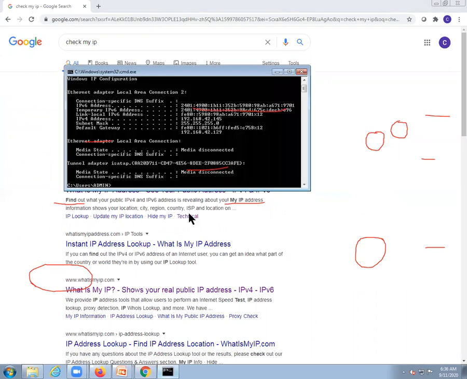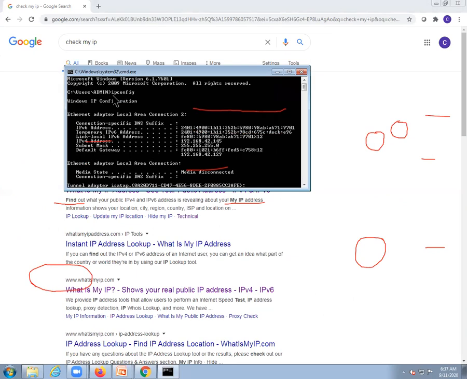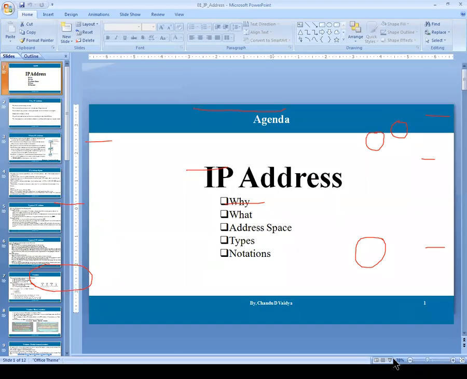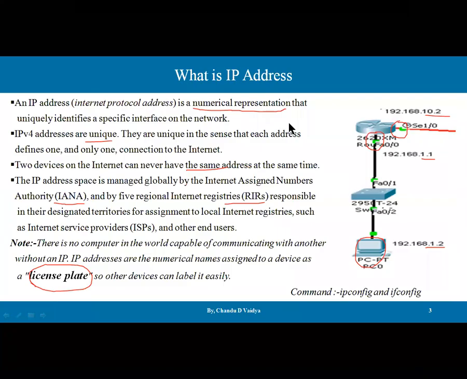And on our computer, we can just type, let's say, cmd and run ipconfig. So we get the IP address of our system. Here we need to type ipconfig. ipconfig is for Windows, and ifconfig is for the Linux environment. So this is all about the IP address. Let me clear the drawing and go to the next slide.